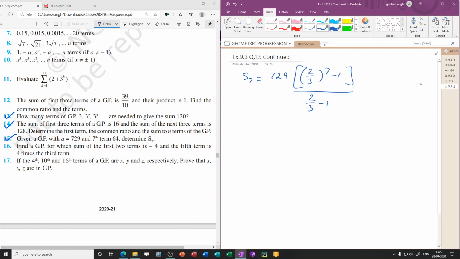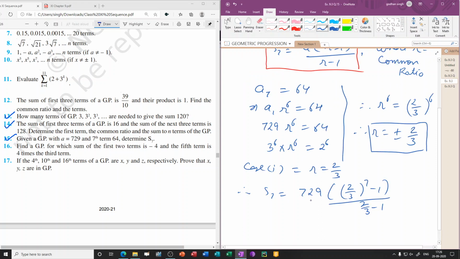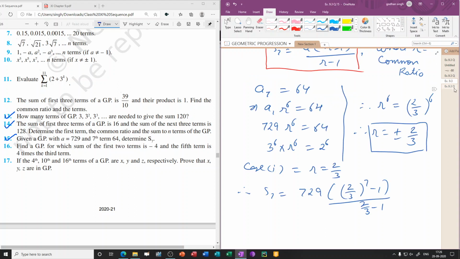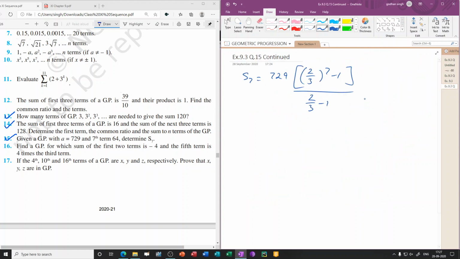So from the earlier page, what we have written is, if you see, S7 equal to 729 into 2 by 3 whole raised to 7 minus 1 over 2 by 3 minus 1. So that is what we have copied here. S7 equal to 729 into 2 by 3 raised to 7 minus 1 over 2 by 3 minus 1. So that is the same thing. So now let us simplify this.